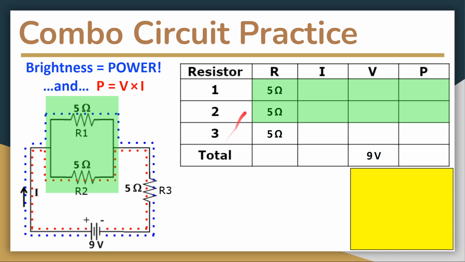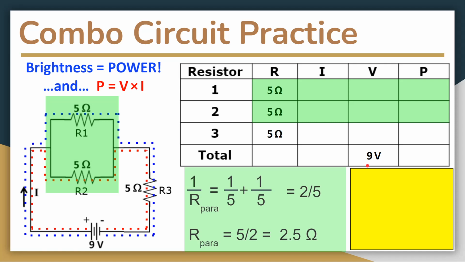So I've already filled in the resistances 5, 5, and 5. I've already filled in the battery's voltage of 9 volts. So let's see what we can solve for. We already solved for the equivalent resistance of this section, finding it to be 2.5 ohms, and we can use that to determine the total equivalent resistance for that whole circuit. Because if this section has a resistance of 2.5 ohms, I can now add that to this resistance because they're in series with one another.